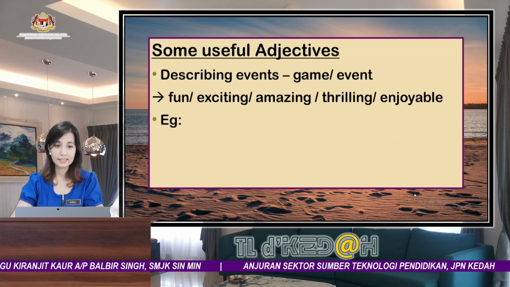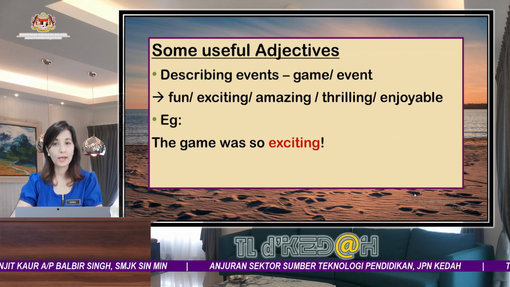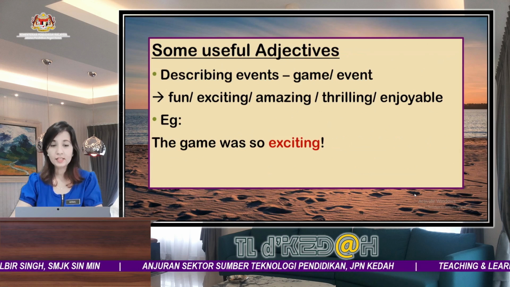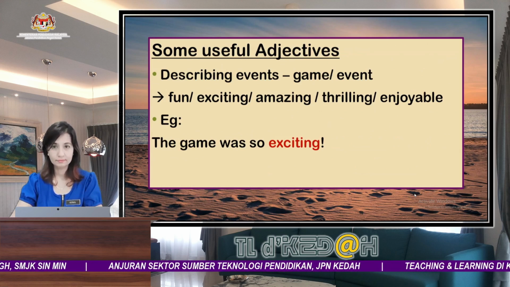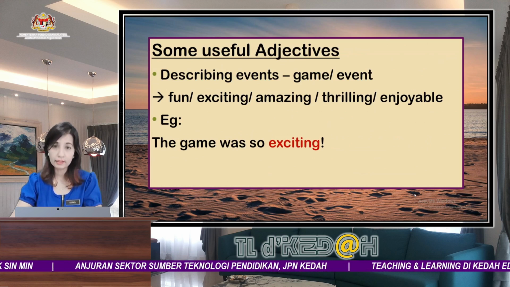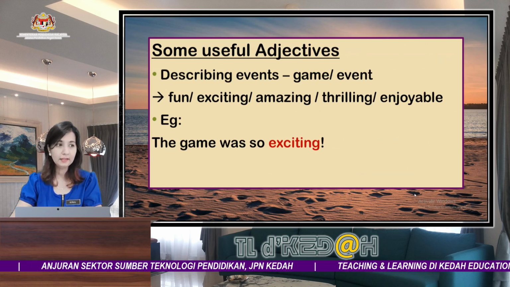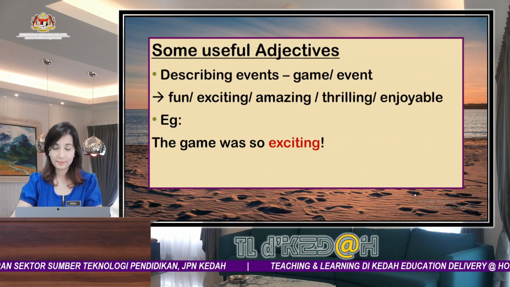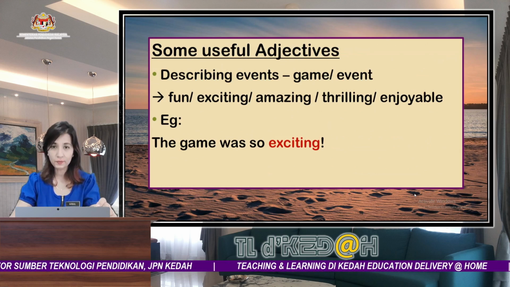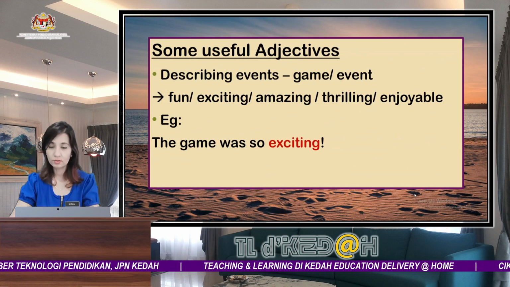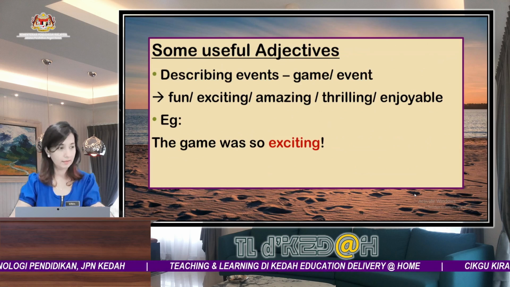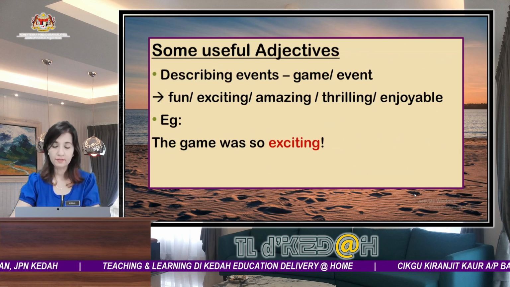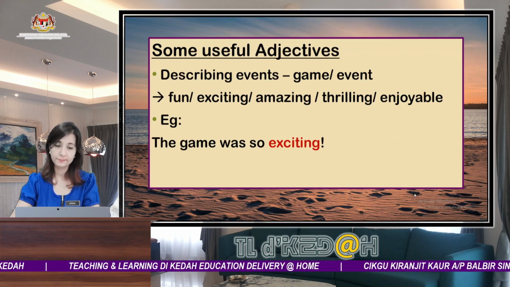Okay, let's look at examples. The game was so exciting. The game was so thrilling. You cannot say the game was so excited, or the game was so thrilled. Cannot, because thrilled and excited are for feelings. Remember, the adjectives with the ing describe things other than feelings, like time that you spend, activities that you do, events that you take part in.